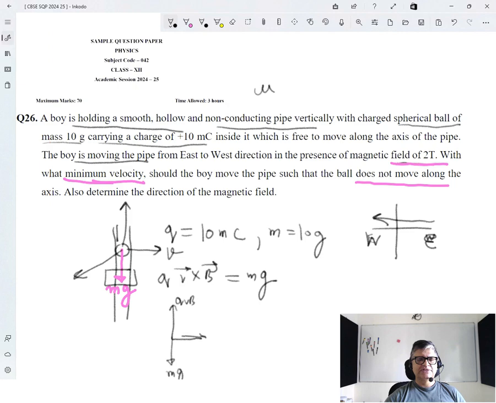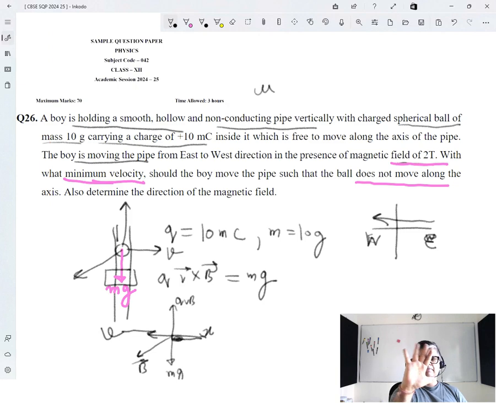So my velocity is in this direction. My force is upward, which is only possible, this is the x-axis, when the field is in this direction. So you can match the direction with the help of your hand. I used the reverse logic.